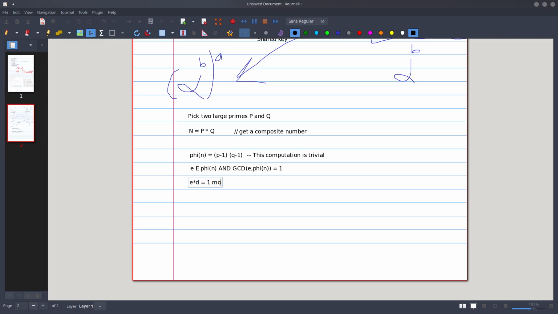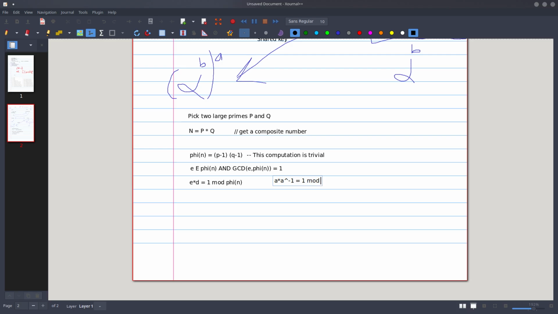So e times d is equal to 1 modulo phi of n. I hope you understand this. The inverse is defined, I'll just go over this very quickly, as any value a times a inverse has to be equal to 1. By definition, that's what the inverse is. And then you just reduce modulo whatever finite set you're operating under.